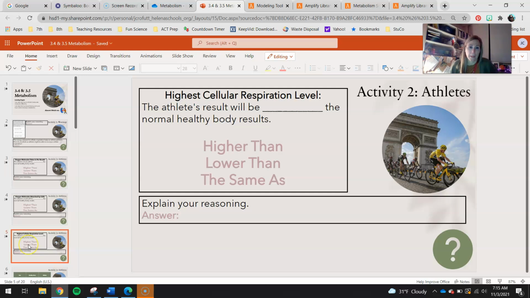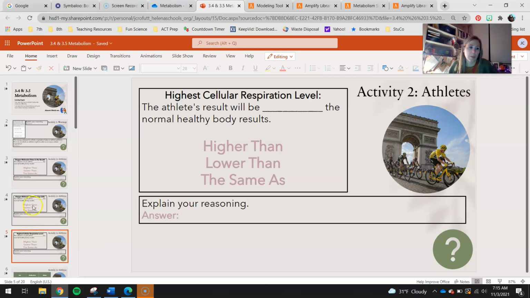and explain. And finally, we're looking at cell respiration level. So this is the rate at which we take that oxygen and that glucose and turn it into energy. And again, that energy is what fuels these athletes' bodies. So the athlete's results will be blank the normal healthy body results, so higher than, lower than, or the same as, and then explain. Okay, before I move on, I want you to take a second, pause this video, and finish this section, because I'm going to give you a little spoiler alert. So go ahead and make those 3 predictions, and let's see if you're right.